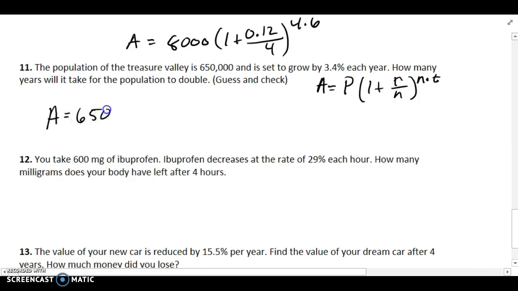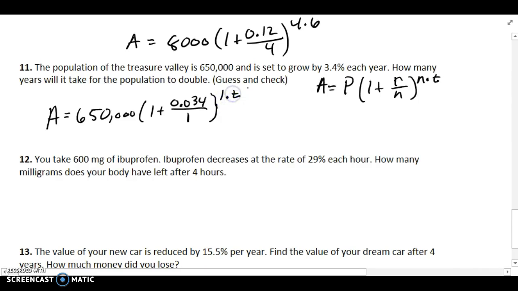So the answer to this is going to be 650,000 is our starting number. 1 plus the rate. The rate is 3.4%, so notice how it's written, 0.034, over the number of times per year, and it's just once, because it doesn't really state anything where it says each year, so it's 1. And then 1 times t.